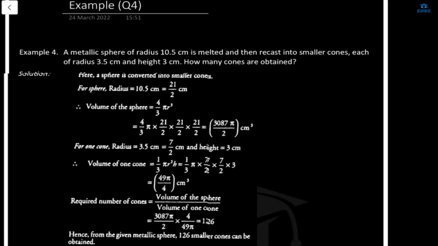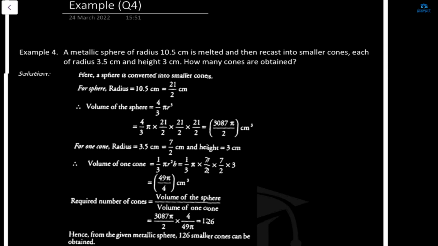Now this time you have to find out the number of cones that you have made with the help of the melted metal. The cone radius is also given and the height is also given. So you can find out the volume of one small cone, and you can find out the volume of the sphere also. Because the sphere volume was used for making all the smaller cones, the volume of the sphere divided by the volume of a single cone gives the number of cones that you have made.